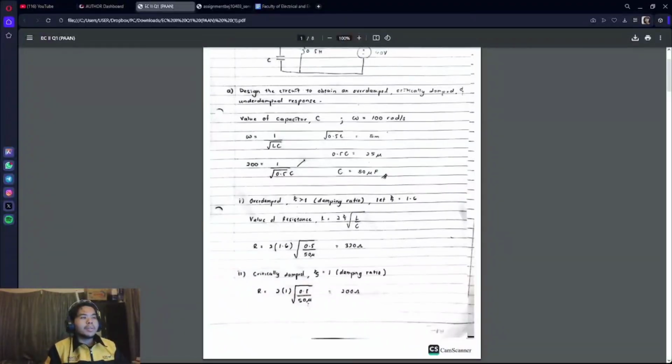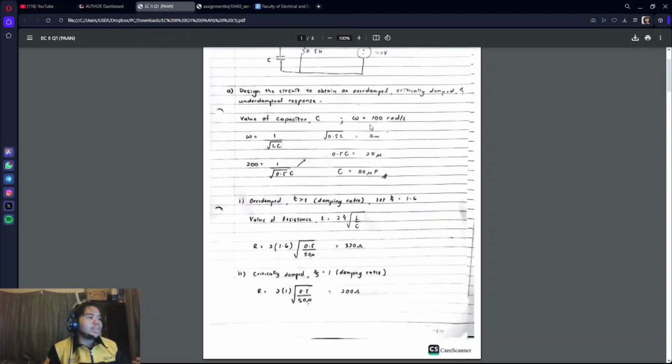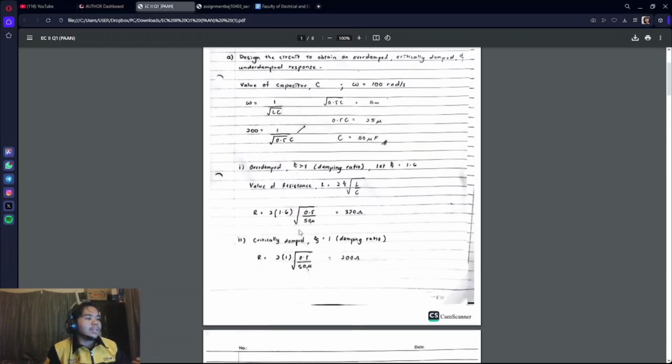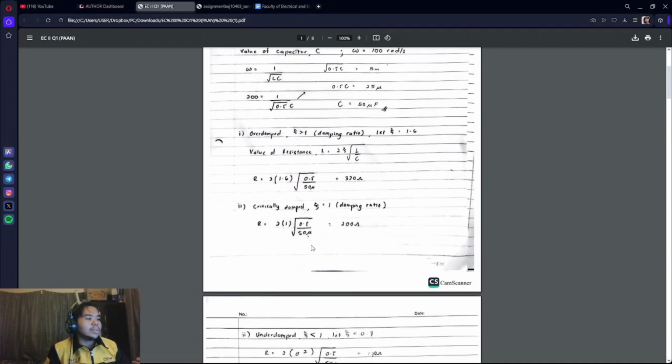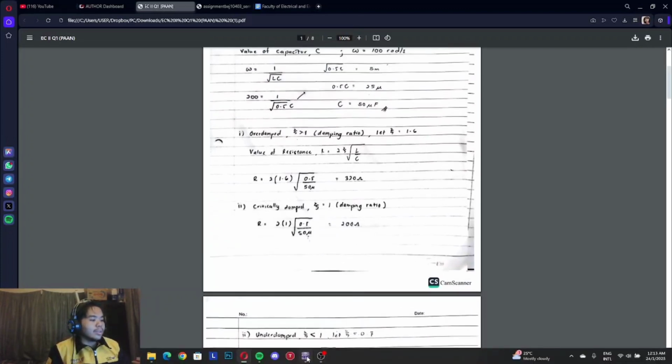Hi, my name is Muhammad Hakim. My metric number is DE230050, and today I will continue with the simulation. As we can see in question 1, I will start with question 1. We have to pick our omega value, and the omega value that we choose is 100, and then we can calculate the total R for overdamped, which is 320, critically damped, which is 200, and lastly underdamped, which is 140 ohm. And I will show you the simulation.